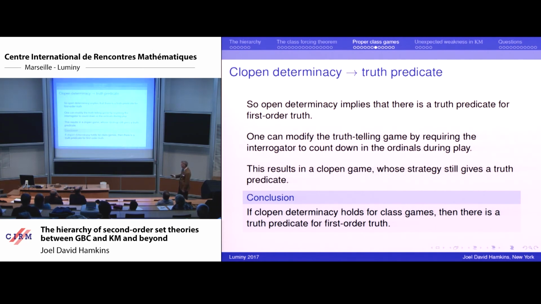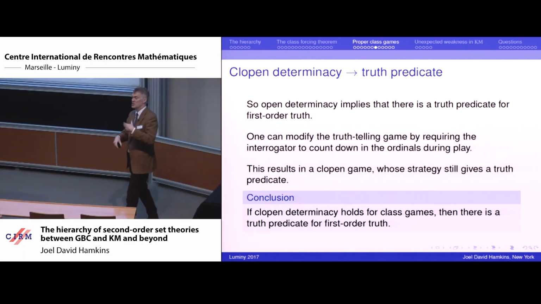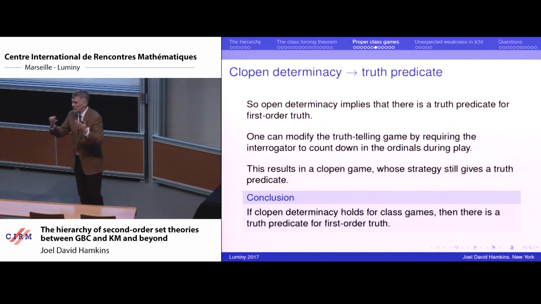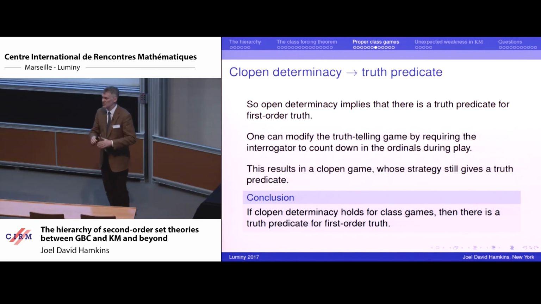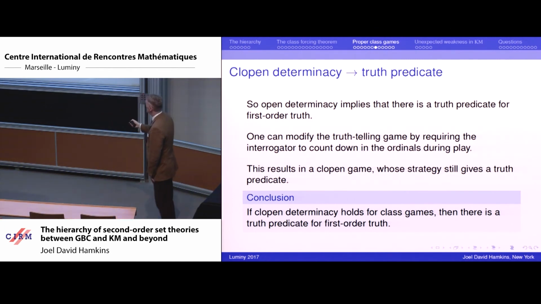You can modify that game. That was an open game and not a clopen game, but the claim was about clopen games, but it's easy to fix by just requiring that the interrogator counts down in the ordinal. So on the first move you have to announce an ordinal, and then every subsequent move it has to be a smaller ordinal, and so on. This makes it a clopen game. So when the clock runs out, the interrogator loses regardless of whether the truth teller has succeeded so far.